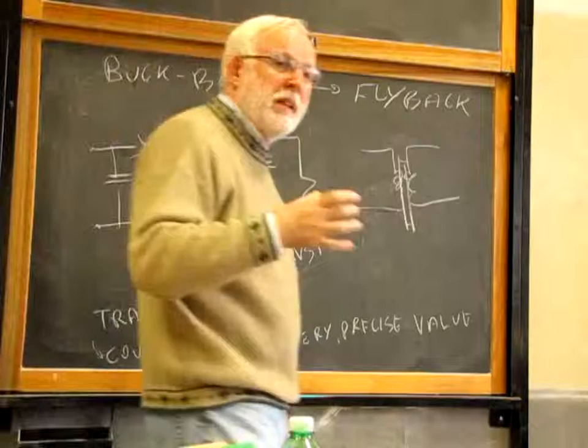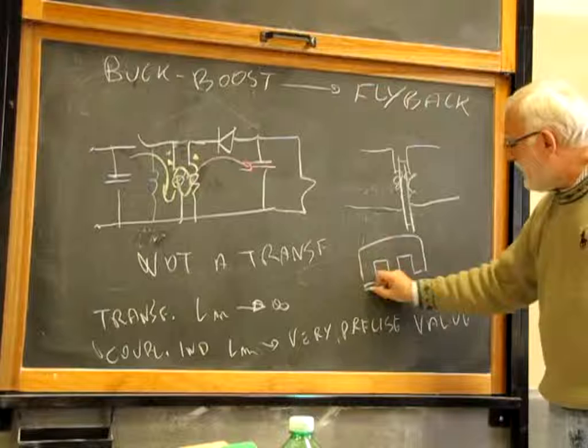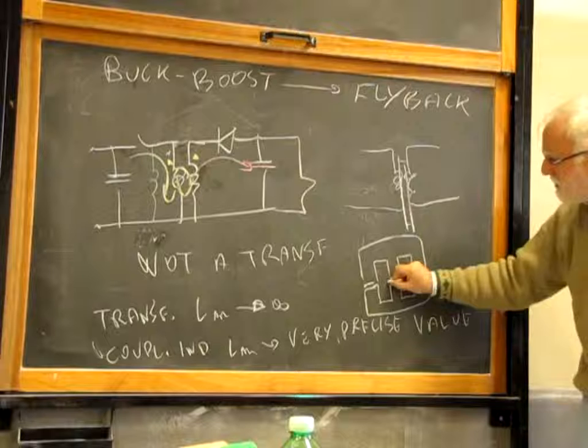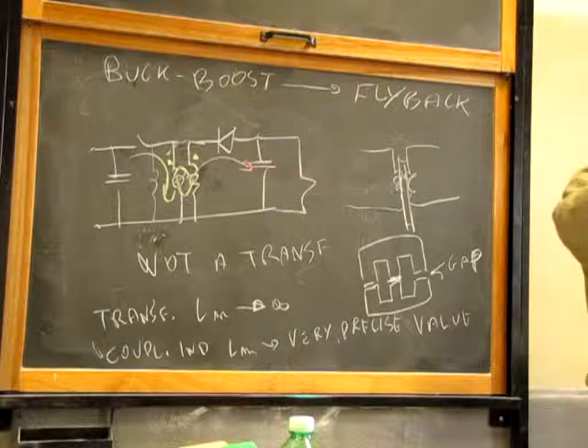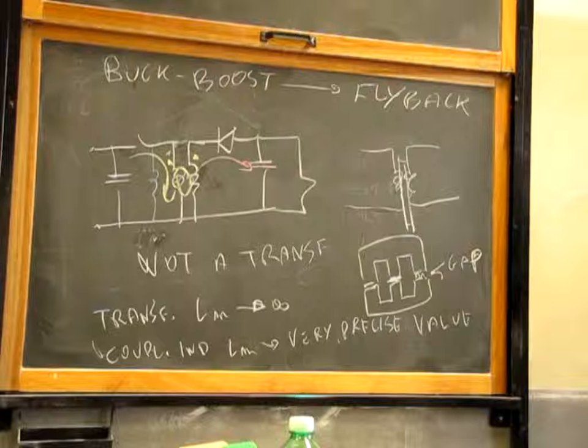The second way is that you use a standard, for example, E core, two pieces of ferrite that are faced one to the other, but you leave some space, some gap, between the two halves. So this air gap has a high magnetic reluctance, and in this gap you can store energy. Energy is not stored in the magnetic material, it's stored in the air around the magnetic material.